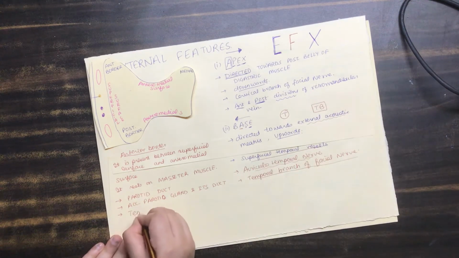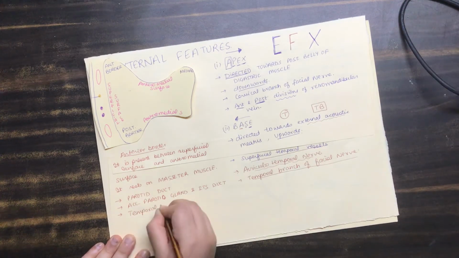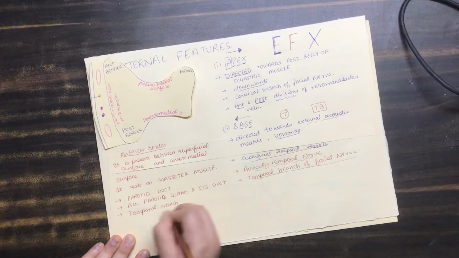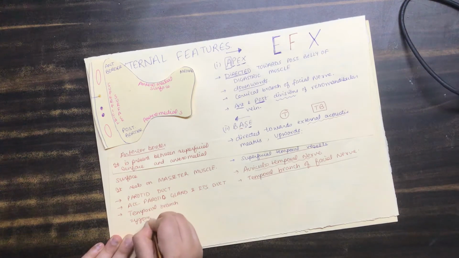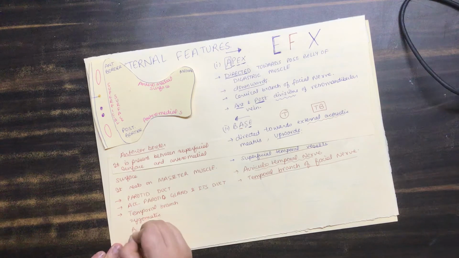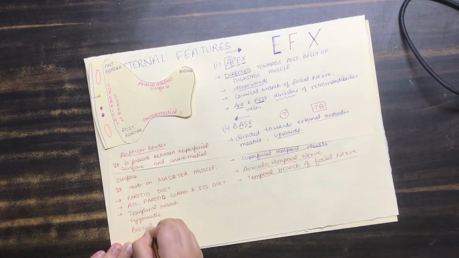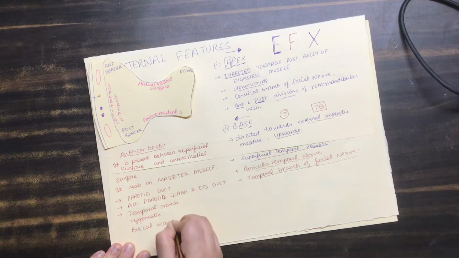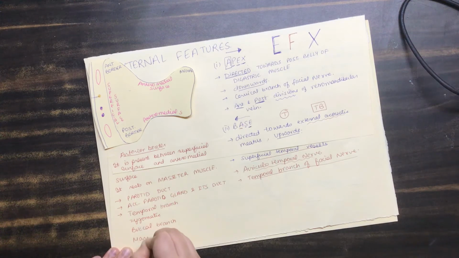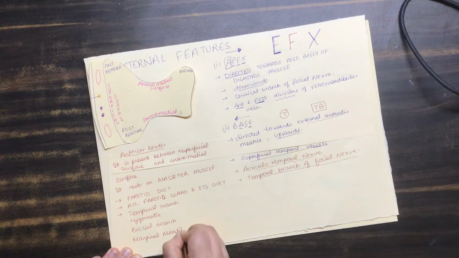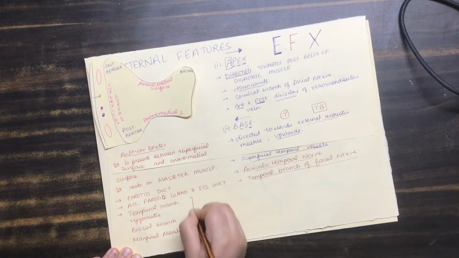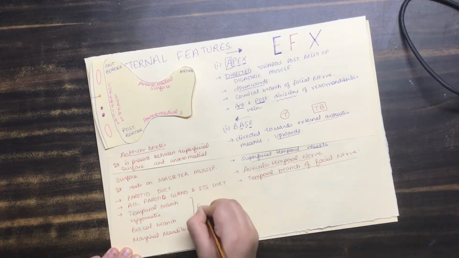So what are they here? You have the temporal branch, zygomatic, buccal branch. Buccal is dividing into upper and lower buccal branches, and marginal mandibular. These are the branches of the facial nerve.